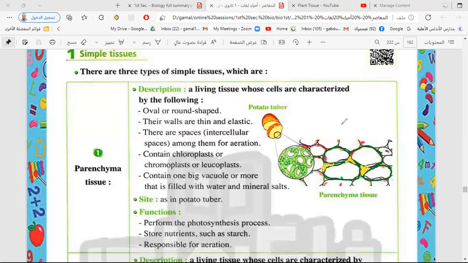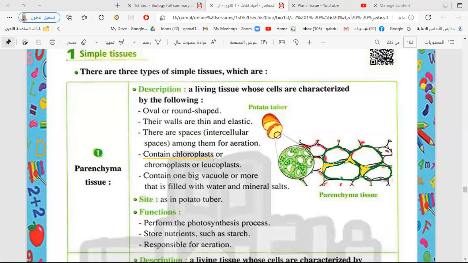It is a simple tissue because all cells are similar to each other. And it may contain some chloroplasts, some chromoplasts, and some leucoplasts. So maybe it contains different types of plastids: chloroplasts, the green plastids; chromoplasts, which are colored plastids; and the leucoplasts, which are colorless plastids.